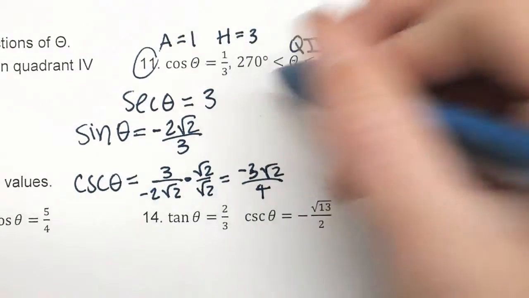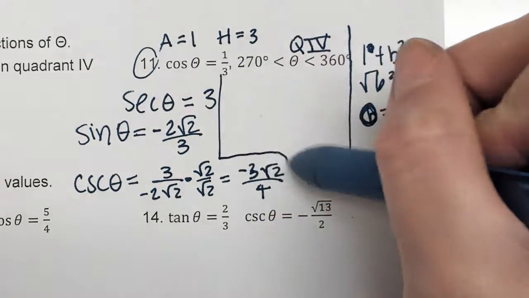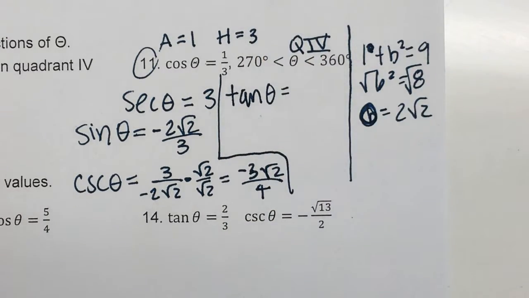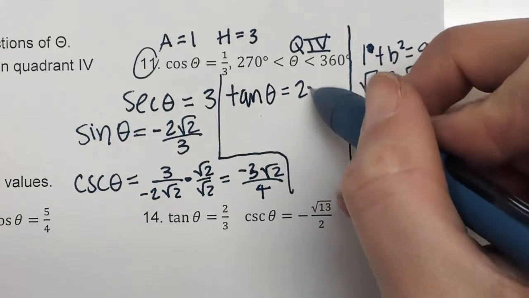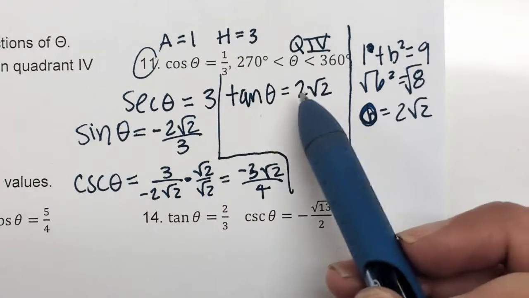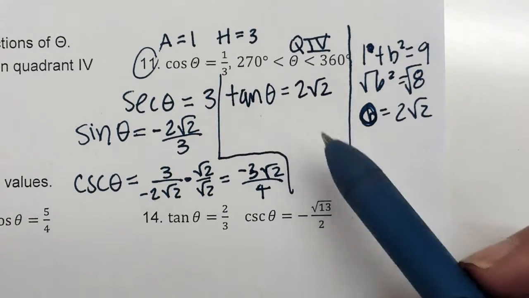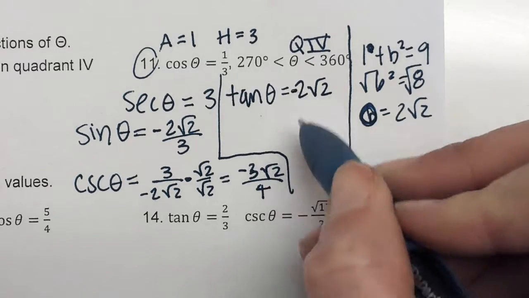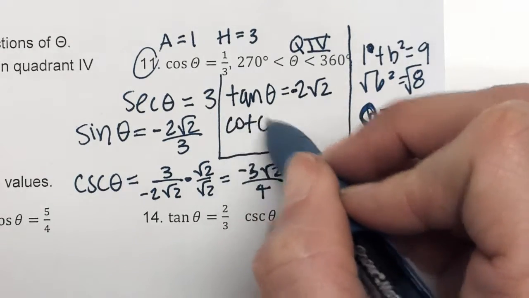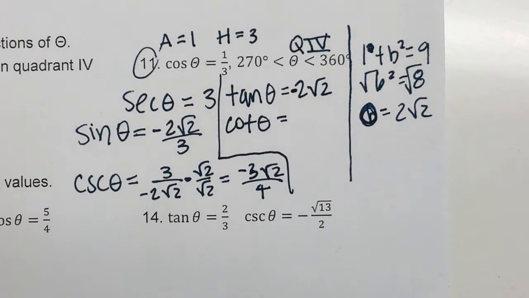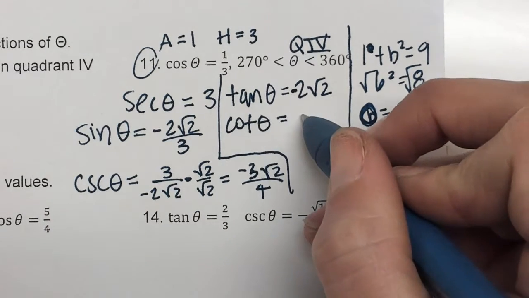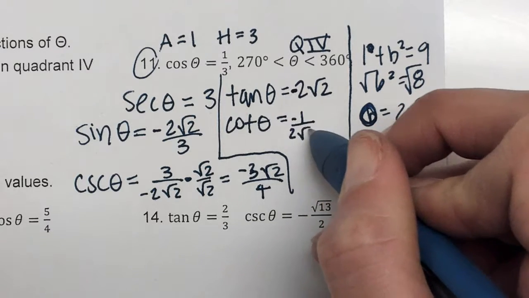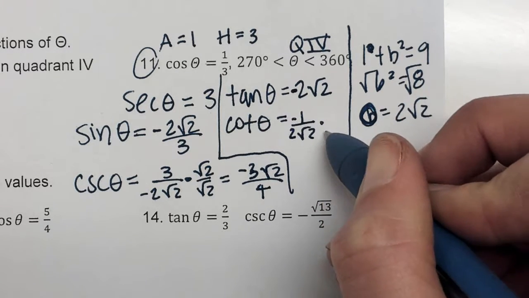Alright, next one we need to find is what? Tan, and that's blank over blank. Yes, opposite over adjacent, which is 1, so we don't really need that. But what else do I need here? Negative, good. Alright, cotan is going to be what over what? Very good. What do I need to multiply the top and bottom by?